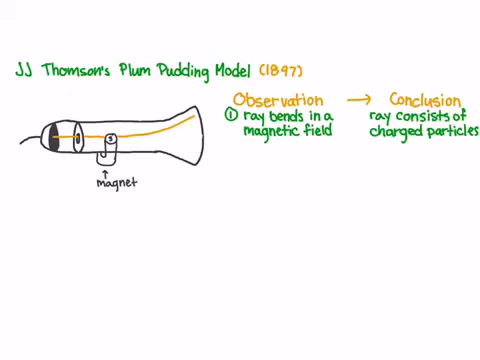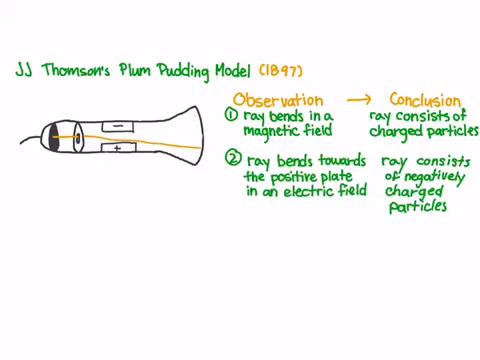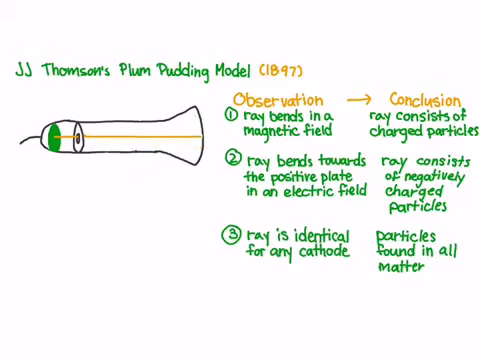While J.J. Thomson was studying these cathode ray tubes, he observed that the ray bends in a magnetic field, which indicated that the ray consists of charged particles. Second, he observed that the ray bends towards the positive plate in an electric field, which indicated that the ray consists of negatively charged particles. Finally, he observed that the ray is identical for any cathode, so these particles must be found in all matter. He determined that these negatively charged particles, which he called electrons, were far lighter than the atom.